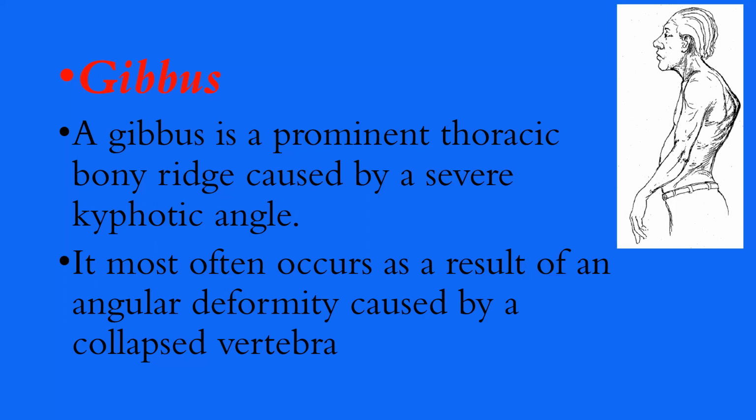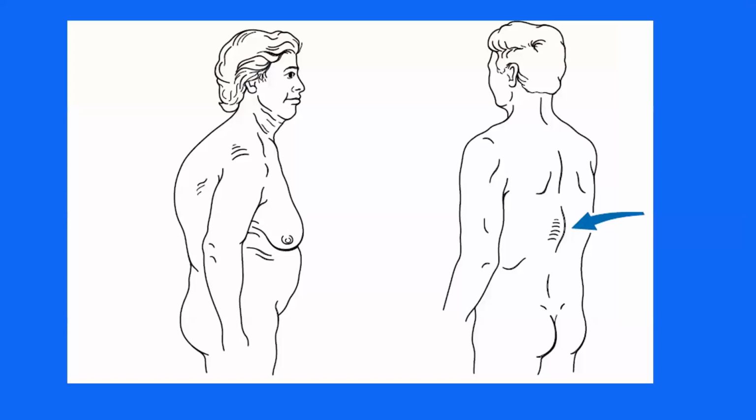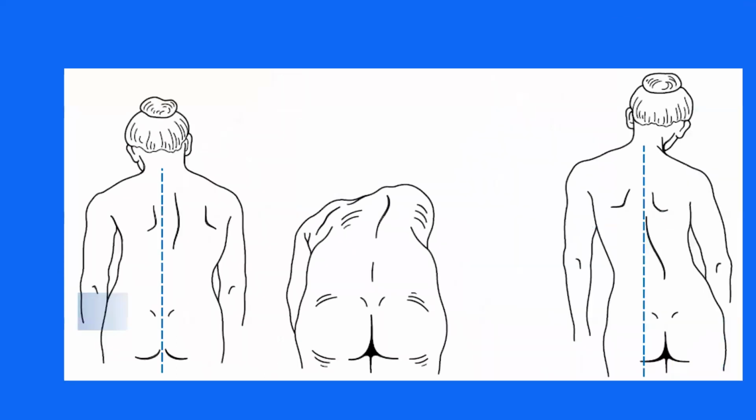So it most often occurs as a result of an angular deformity caused by the collapsed vertebra, which can be secondary to a tumor, secondary to tuberculosis, or any form of infection, whether fungus or bacterial. This shows you the appearance of a gibbous.